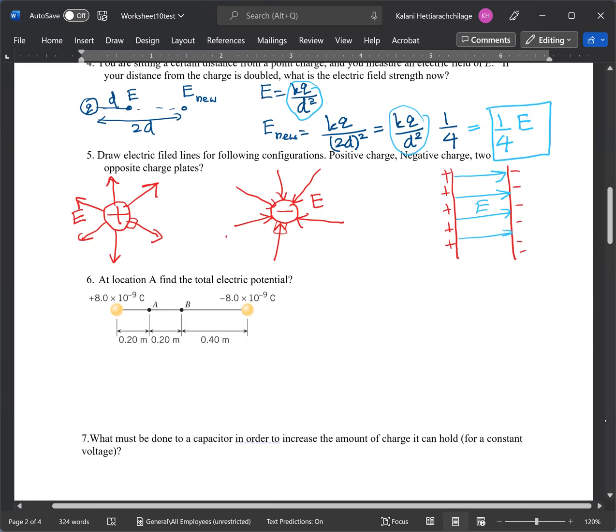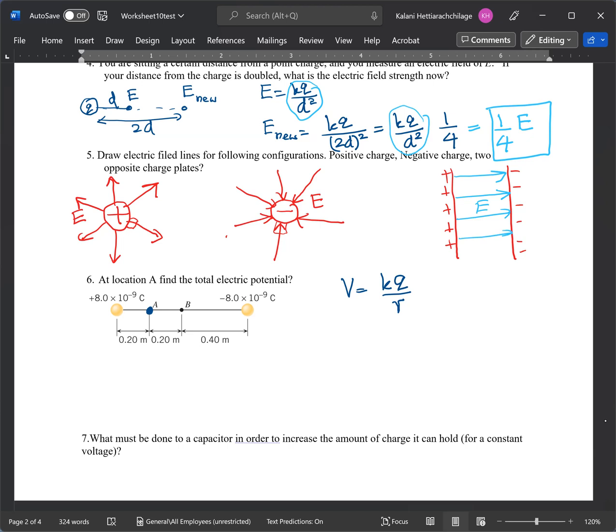Okay, now let's move into number 6. This is about electric potential. So at location A, find the total electric potential. I need to find the electric potential at this point, right? Due to the charge on the left and due to the charge on the right. So now electric potential is defined as Coulomb constant times the charge of the charged particle divided by the distance to that charge, right? If I have many charges, I just need to keep adding each charge to this one.